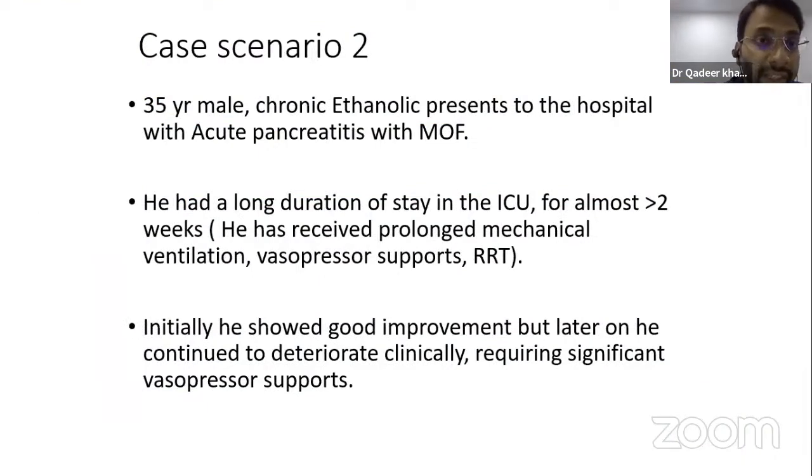So this was the first case. In the second case, a 35-year-old gentleman, a chronic ethanolic, presents to the hospital with acute pancreatitis with multi-organ failure. He had a long duration of stay in the ICU, almost more than 2 weeks. He received prolonged mechanical ventilation, vasopressor support, and RRT. Initially, he showed good improvement, but later on, he continued to deteriorate clinically, requiring significant vasopressor support.